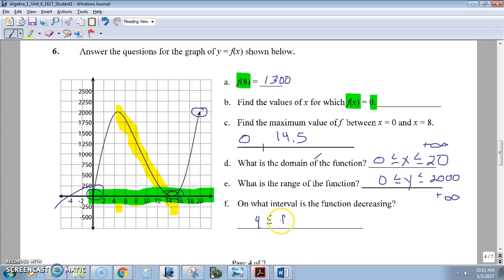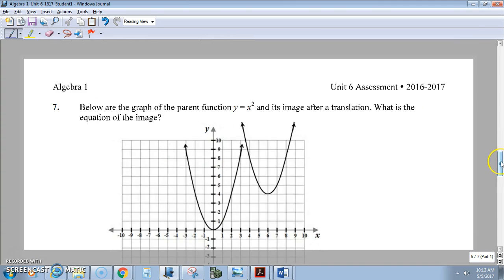So if you gave me something close to that range, something like it's decreasing from 4 to, let's see, we'll just do this, from 4 to like 14 or 14.5, okay? That's how you give the interval for its decreasing. You could also have written it just like your domain and have 4 and 14.5 here. Okay.